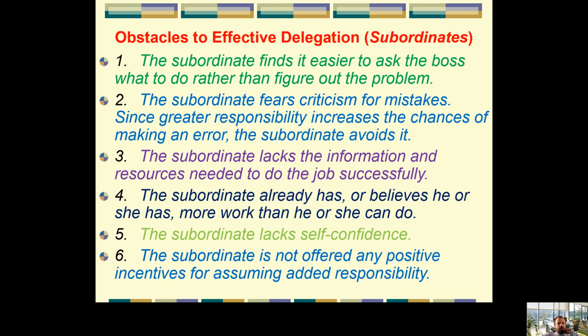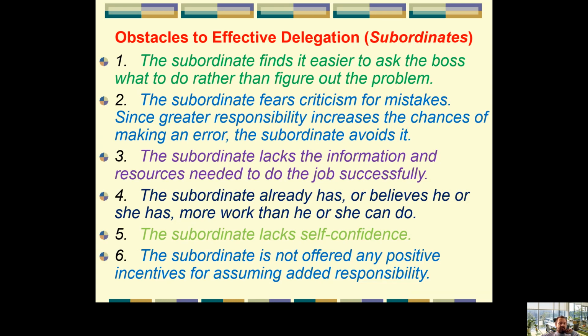The fifth, the subordinate lacks self-confidence. It is a very big problem. It is not connected with the first pitfall because the first is like cheating, and the fifth is like some problems in nature.